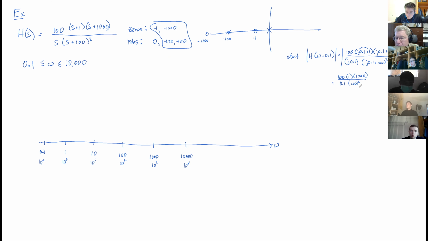So now we can simplify a little bit. This is 100 squared, so that's a total of 4 zeros to cast out: 1, 2, 3, 4. That gives me just 10 over 1/10, which is 100. And in decibels, what's that been?